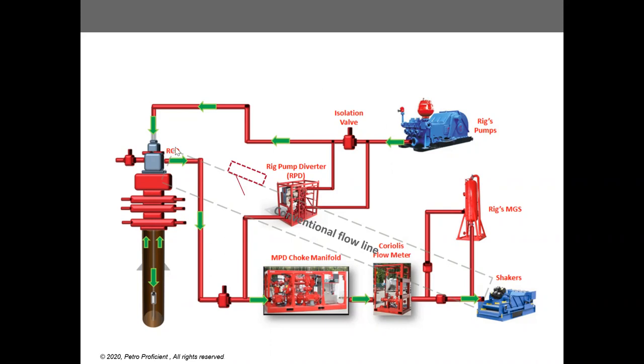Then you have your primary flow line. You have your MPD choke manifold. You have your Coriolis meter. Prior to that, of course, there is a rotating control device, and the Coriolis mass flow meter. Then as I said, if everything is normal, everything is going smooth, you go to the shale shaker. If not, you divert your flow to the MGS. If you have a large gas influx, you close this valve and send it to the MGS. And then once the gas is separated from the drilling fluid, you pump it to the shale shaker.